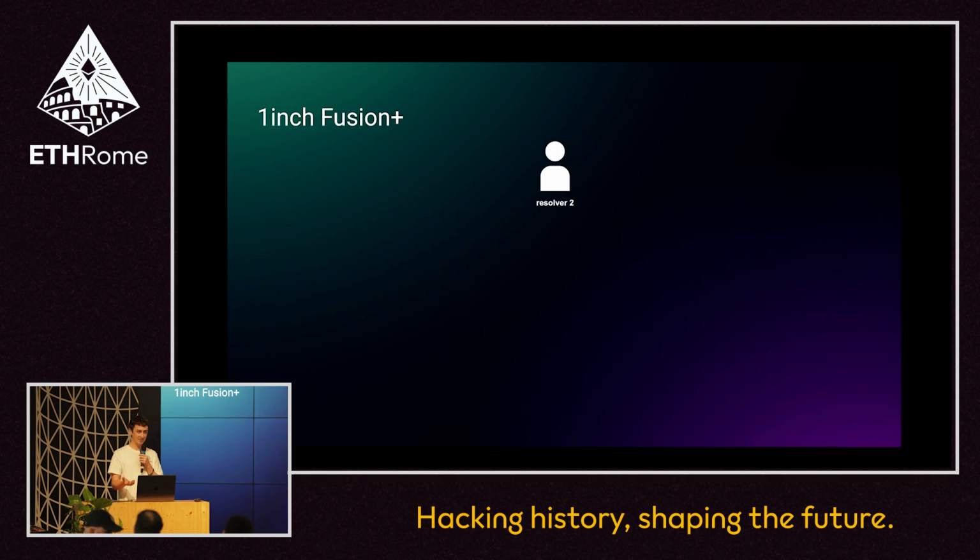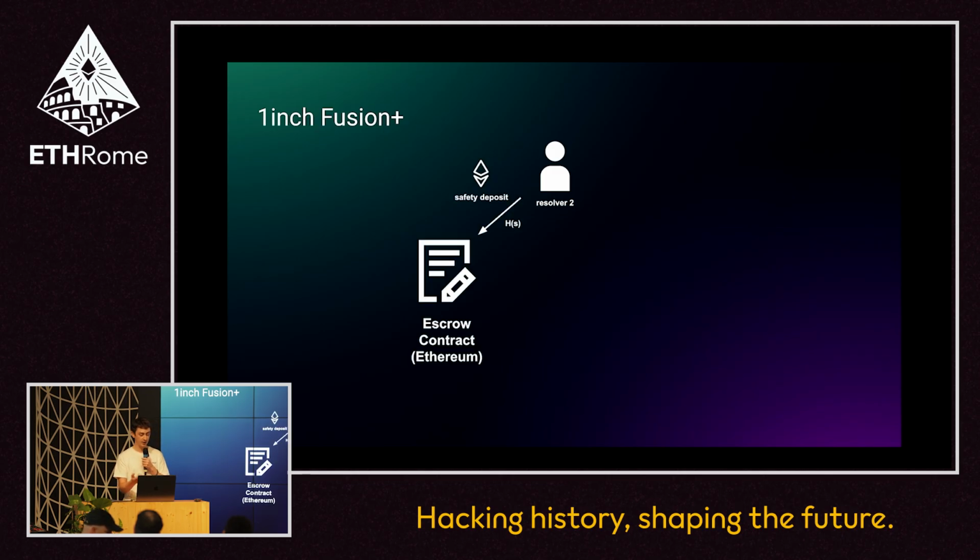Once they claim this swap, they jump into the unique logic that happens in the Fusion Plus system. They will create an escrow contract on the source chain, in this case Ethereum, and they will provide a safety deposit. This is just a financial incentive to make sure the funds don't get stuck there indefinitely. When they complete this swap, they get that safety deposit back. Again, it's a financial incentive to not let things hang and get stale.